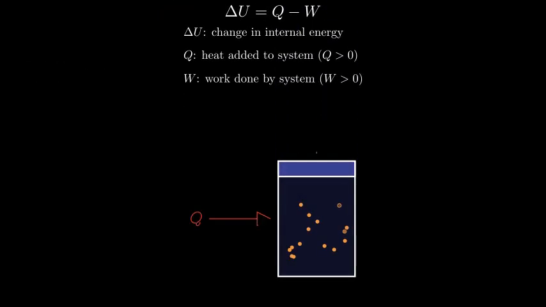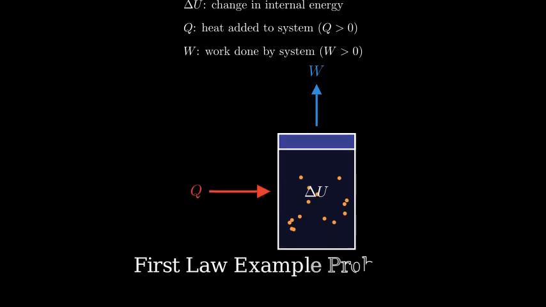Let's visualize what this means. Imagine we have a system like a gas in a piston. If we add heat, the internal energy increases. If the system does work, like expanding against the piston, the internal energy decreases. Let's work through a simple example to understand the first law better.